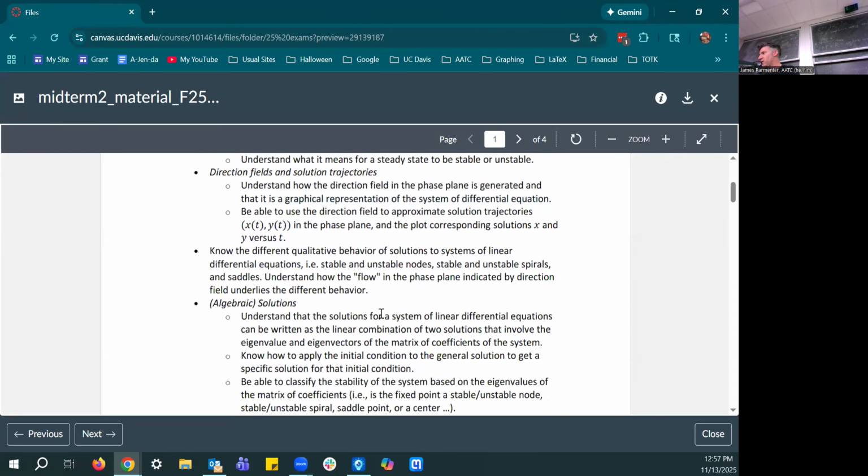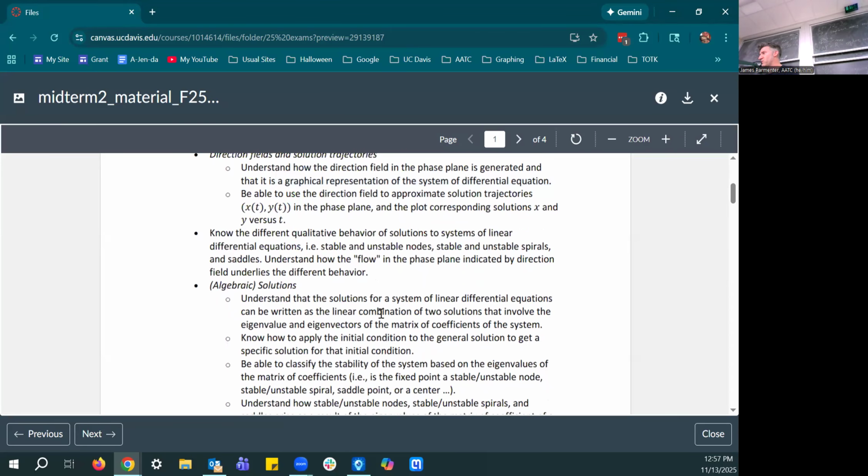So let's see here. Know the different qualitative behavior of solution systems of linear differential equations, i.e., stable and unstable nodes, stable and unstable spirals and saddles. Understand how the flow in the phase plane indicated by direction field underlies the different behavior. Okay. I was good with everything up until the understand the flow part. We definitely know how to determine if something is a stable node, a stable spiral, an unstable node, an unstable spiral, or a saddle, or even a neutral spiral, right? Where your real part is zero.